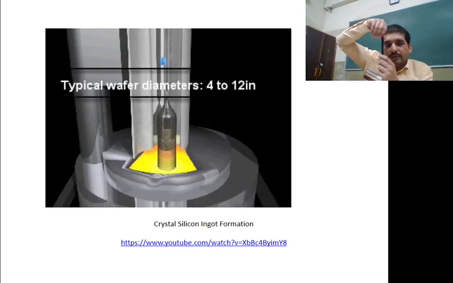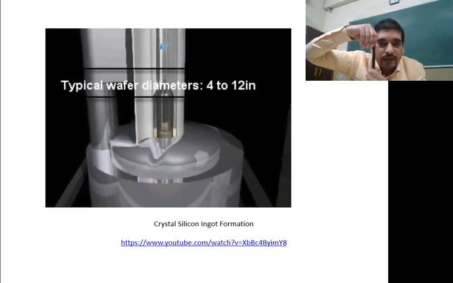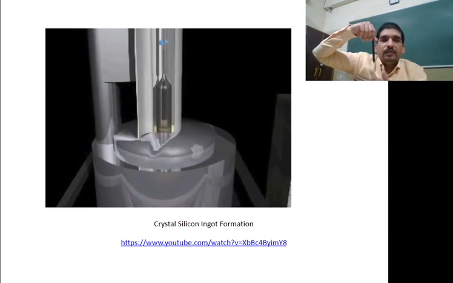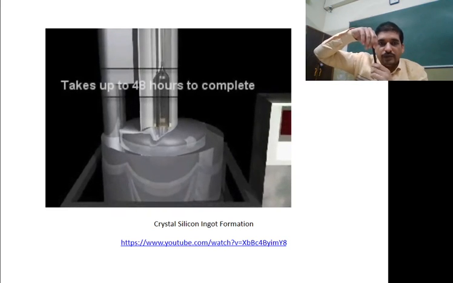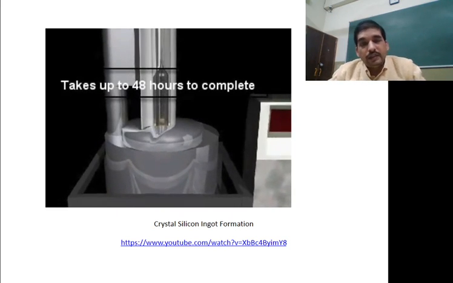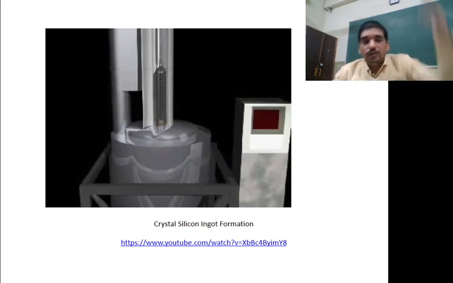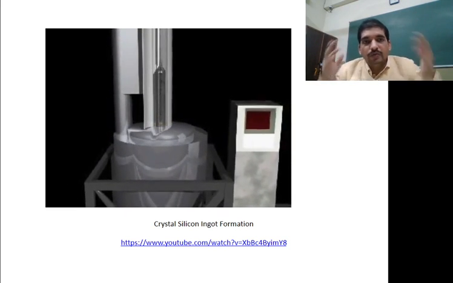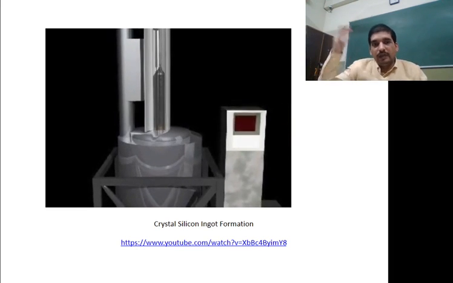And when we are moving it at a fixed rotation speed, we are getting single crystal silicon structure automatically, and we can have the wafer size, as you have seen, 4 to 12 inch. And this process is not so fast. It takes up to 48 hours to complete. Takes too much time. We will start it today, it will finish tomorrow, or maybe later.